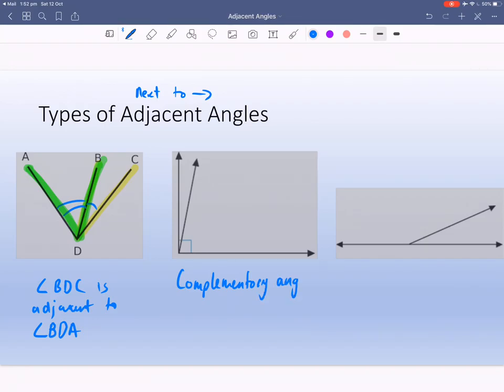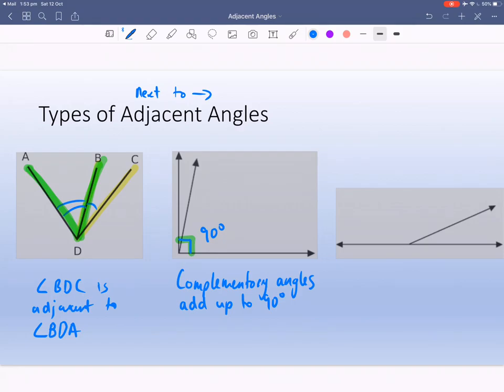Now, complementary, what makes things complementary angles? It's simply this thing here, which means 90 degrees. So complementary angles add up to 90 degrees. Really important that we know this. So this has to be clear in your notes, and you have to clearly put that in. Okay, so complementary angles add up to 90 degrees.